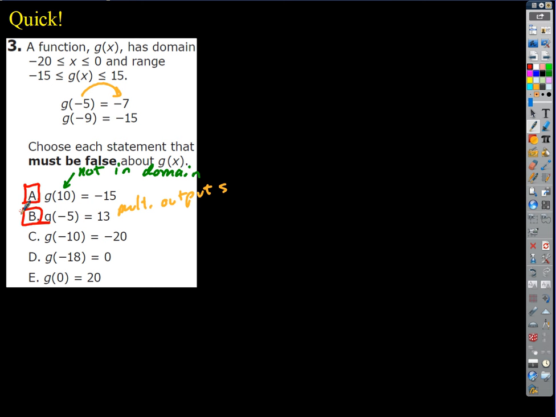So that one is also false. What about C? G of negative 10 equals negative 20. Yeah, the negative 20 is not in the range of outputs, right? So that one's also no good. It's not in the range. And once again, no good. How about G of negative 18 equals 0? Yeah. That seems fine, doesn't it? Yeah. No problems there. And G of 0 equals 20. No. 20 is too big.